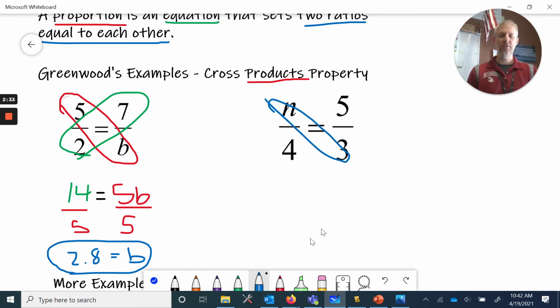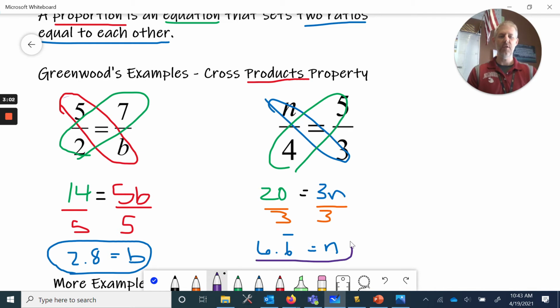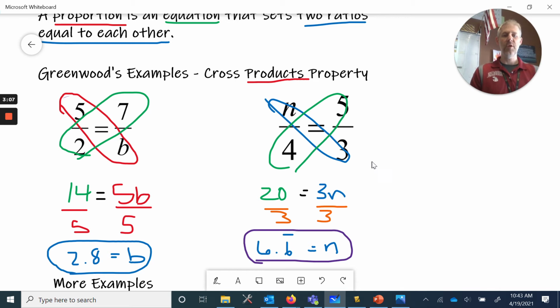So we cross multiply or use our cross products. So the green part, 5 times 4 is 20. That equals 3 times n, which is 3n. This is multiplied together. Now we'll divide both sides by 3. And 20 divided by 3 is 6.6 repeating. Or you could say something like 6.667 if you round it, that's also fine. Okay, so there's some simplistic proportion problems using two ratios set equal to each other using the cross products property.